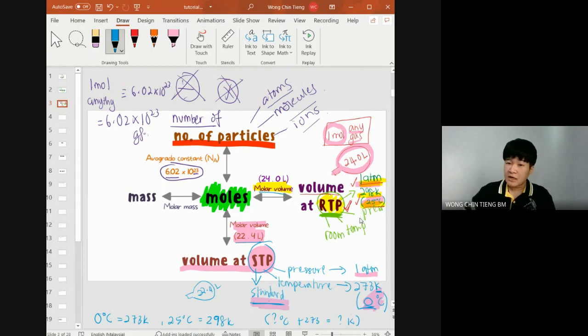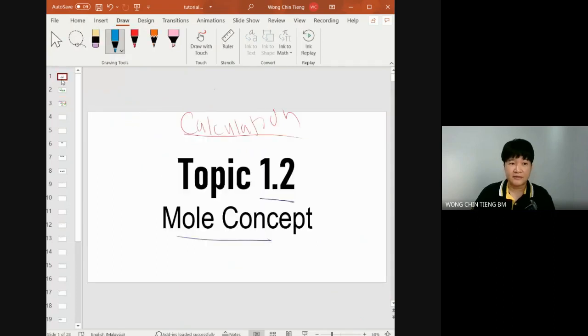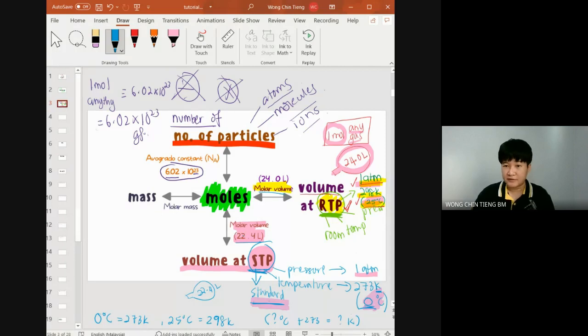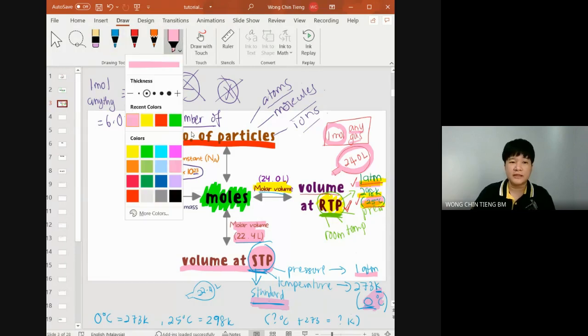Okay? And all three that I mentioned just now, they are fixed whenever it is 1 mole. If it is 1 mole of oxygen gas, it will be 6.02 times 10 to the power of 23 oxygen gas molecules. 1 mole of oxygen gas at RTP will be 24 liter. 1 mole of oxygen gas at STP will be 22.4 liter. And they are fixed. Okay? They are fixed. But mass is the only thing that will change over here.